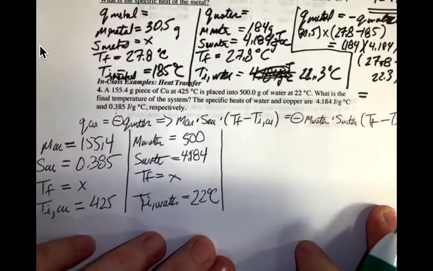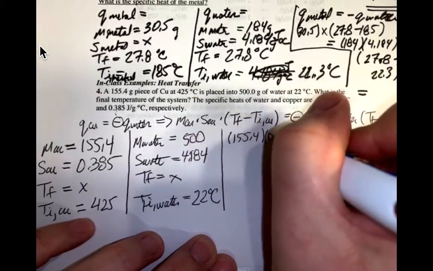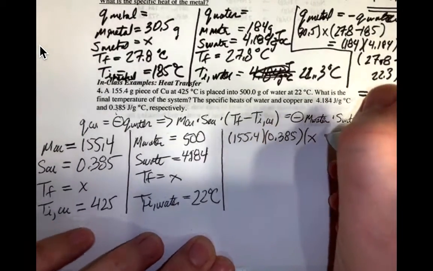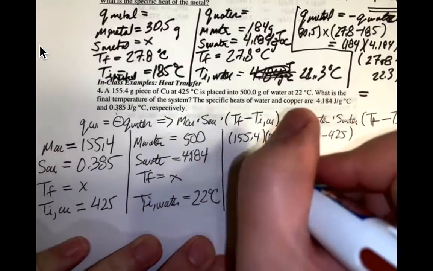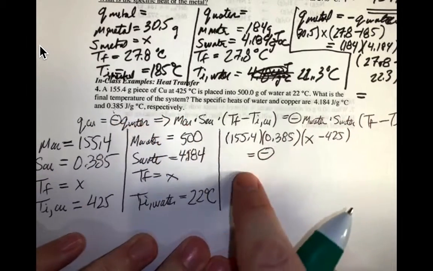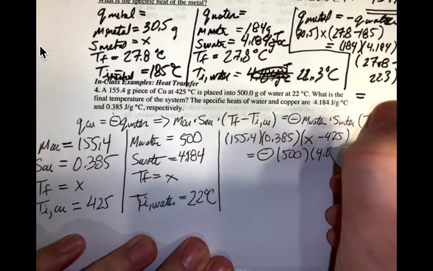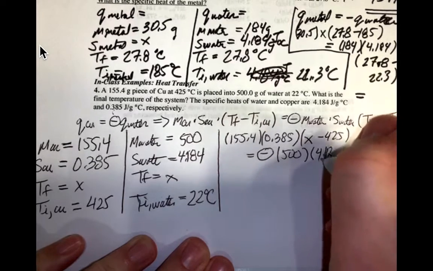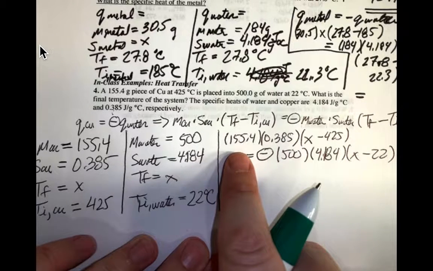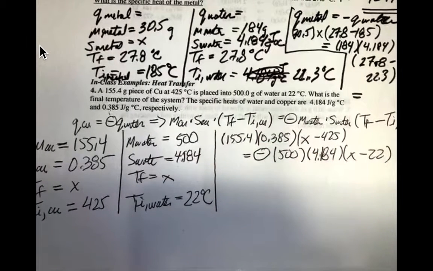All right, now we'll just put all these pieces in. So 155.4 times 0.385 times x, our final temperature, minus 425 is equal to, and I cannot lose this negative sign that comes from here, this negative sign times the mass of the water times the specific heat of the water times x minus 22.